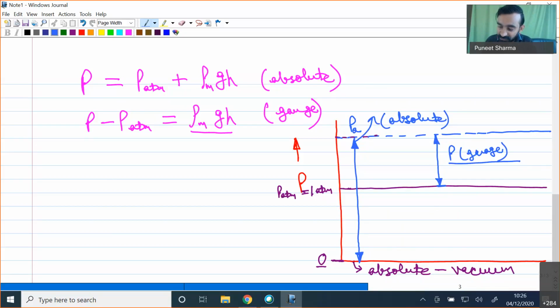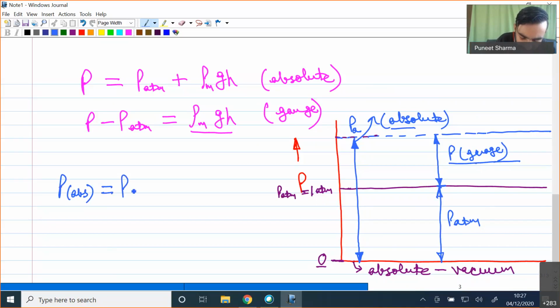If you try to find out the relationship between absolute pressure and gauge pressure, you can clearly see this entire length is our absolute pressure. This over here is our gauge pressure, and from this point to this point is our atmospheric pressure. So if I have to relate absolute and gauge, I can clearly say that P absolute is equal to P gauge plus P atmospheric. So this is the overall idea.